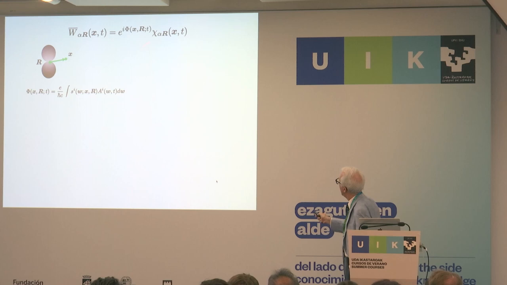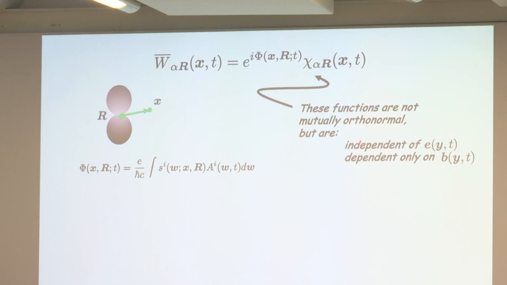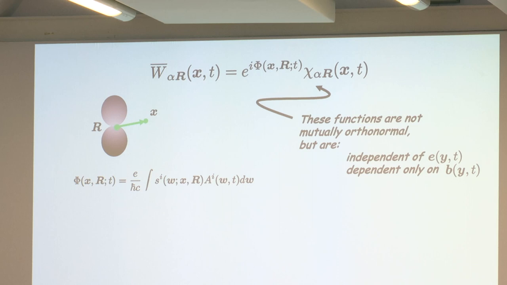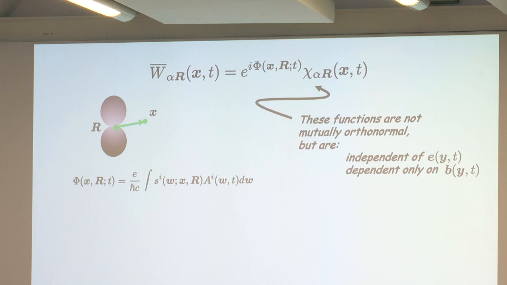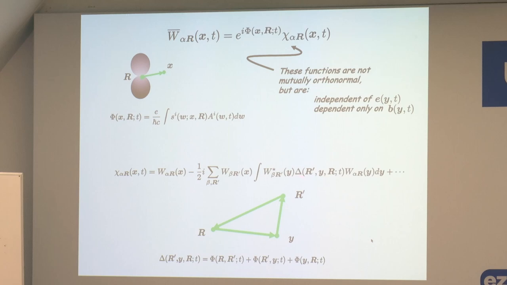These functions are not mutually orthogonal. But it turns out they're independent of the electric field, and they depend only on the magnetic field, only on a gauge-independent part of the electromagnetic field, the magnetic field itself. And in the limit of a small magnetic field, you can do a nice little expansion. They're almost the Wannier functions. There's another piece here that involves this delta quantity here.